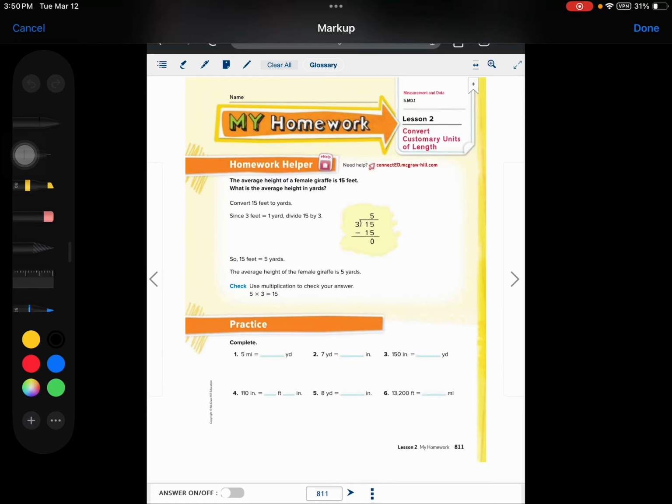We're on page 811. This is chapter 11, lesson 2 in your math book. We are converting customary units of length. Great notes on page 807. If you need any help, please look there.